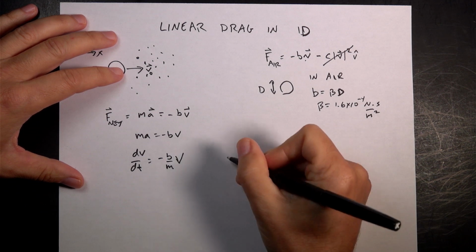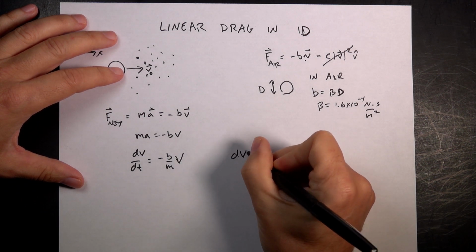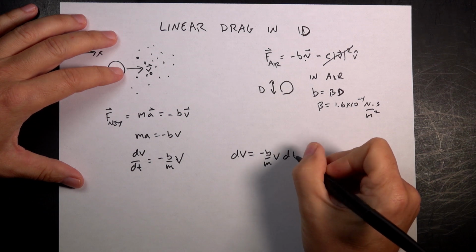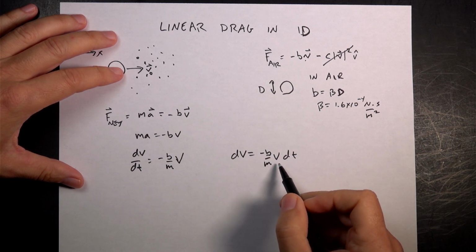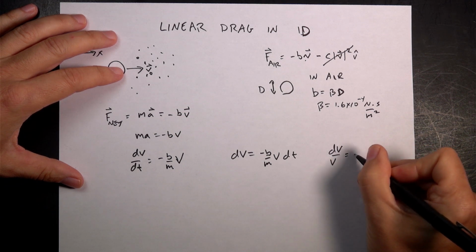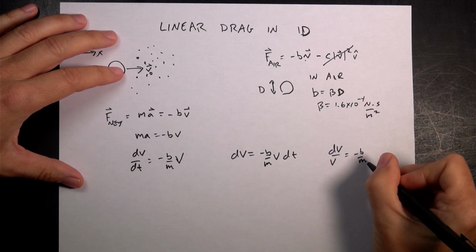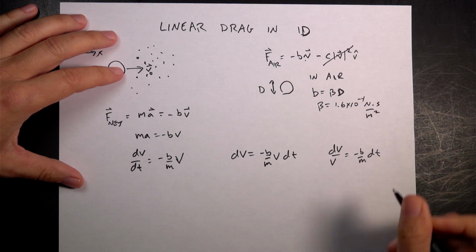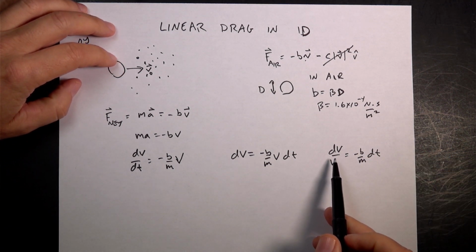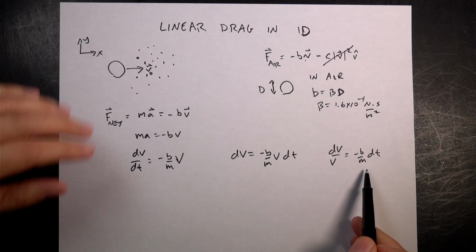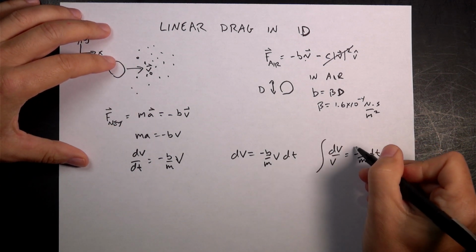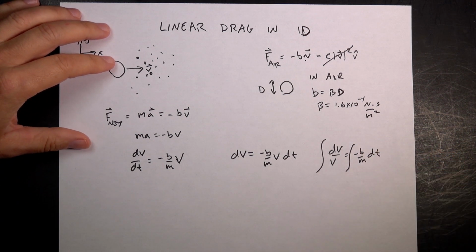So let's multiply both sides by dt. I get dv equals negative b over m v dt. And now I can divide both sides by v, and I get dv over v is negative b over m dt. With this, I can integrate both sides because this side only depends on v, that side only depends on t. So if I integrate both sides, I'm doing the same thing to both sides, it's fine.